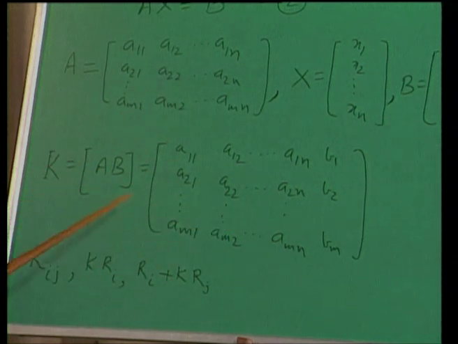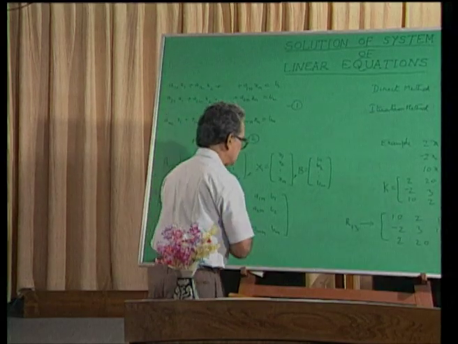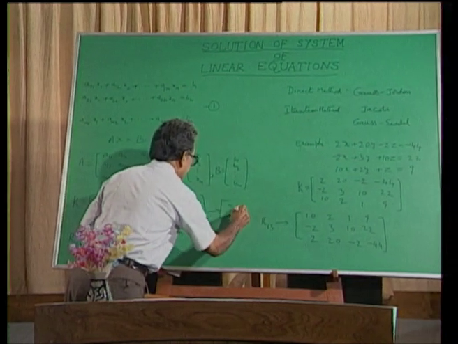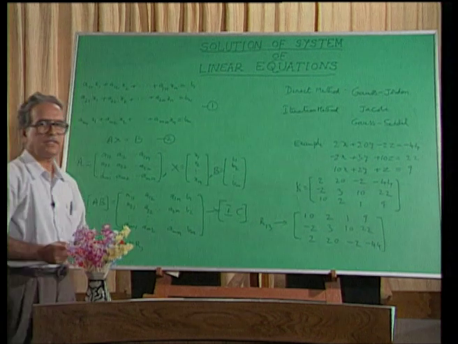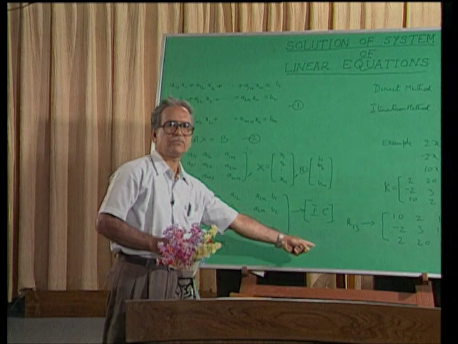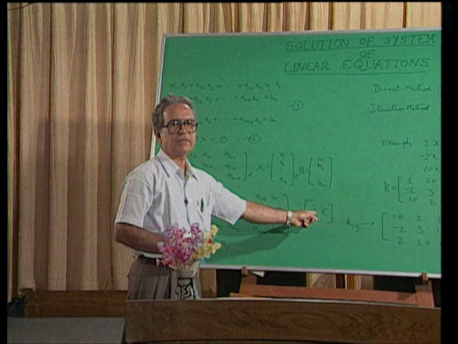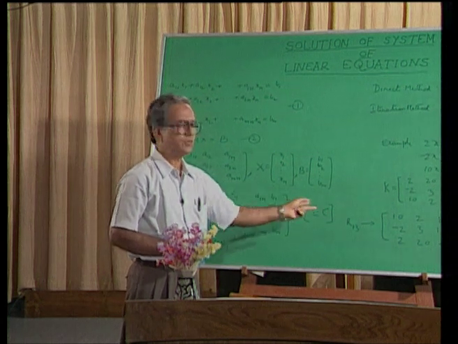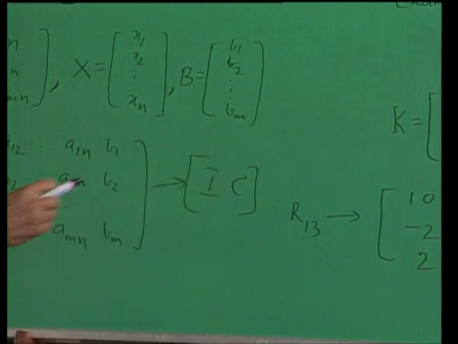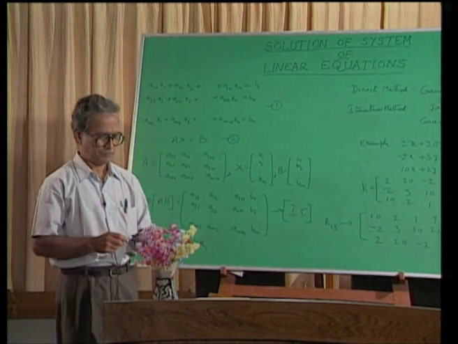We continue this process until this augmented matrix K comes to the form [I | C], where I stands for the n by n unit matrix and C stands for a column consisting of constants C1, C2, ..., Cn. And from this final form of the augmented matrix, you can read from each row the corresponding solution, namely x1 is equal to C1, x2 is equal to C2, etc., if C stands for the column matrix C1, C2, etc., Cn.